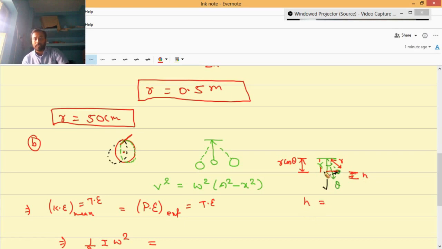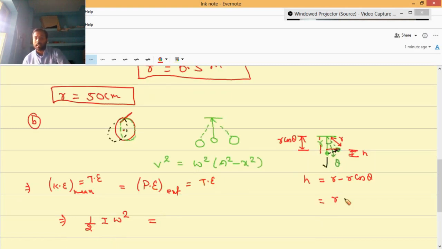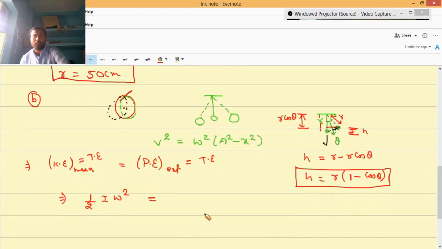So it has gone through a height h. The total length was r, so r minus r cos theta. So the height it has gone through is exactly equal to r into 1 minus cos theta. So during this time the particle has reached a height of this value, and the potential energy of that particle will be mg, and the h value we can write as r into 1 minus cos theta.